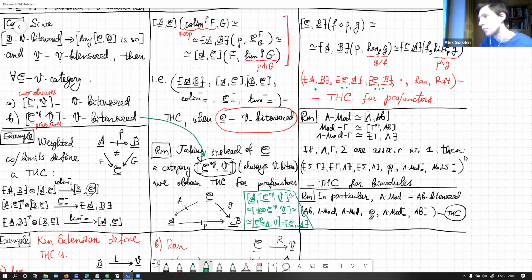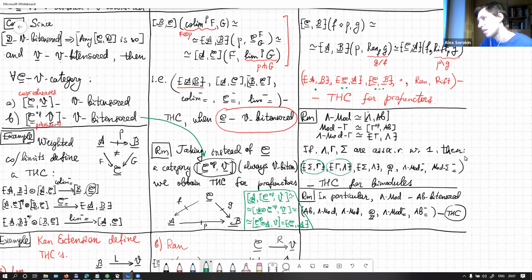But here I use a rule that lambda modules are functors from lambda to abelian groups. Right gamma modules are contravariant functors from gamma to abelian groups, and bimodules from left lambda, right gamma are profunctors from gamma to lambda. So 1 and 2 implies 3. Then you can think about the bimodule category from sigma to gamma, both sigma, gamma, lambda rings, as left gamma, right sigma bimodules.